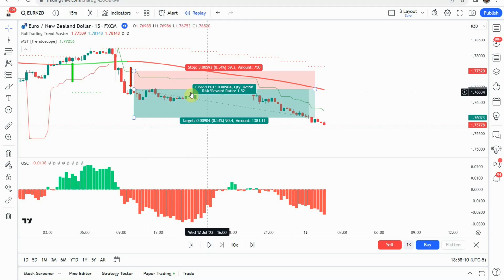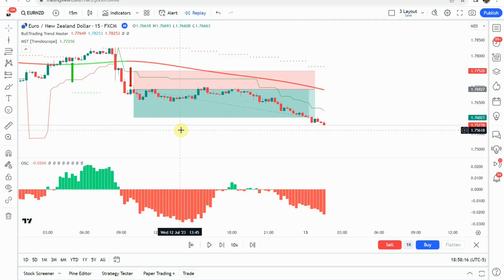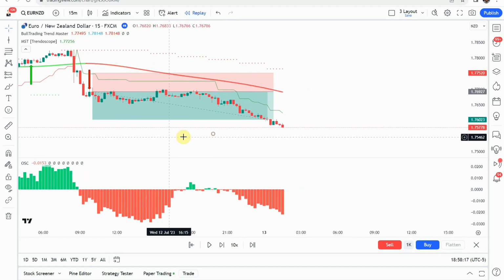Alright, so you can see that we get a little bit of consolidation here, just kind of chops sideways for a bit, and then makes that push to the downside there, and gets us to our take profit.